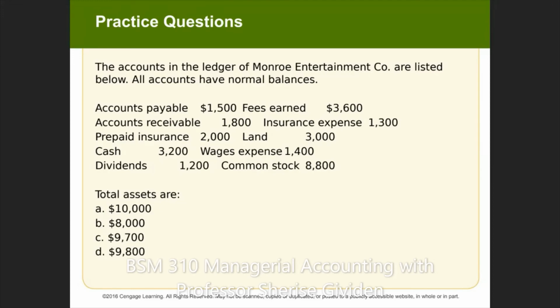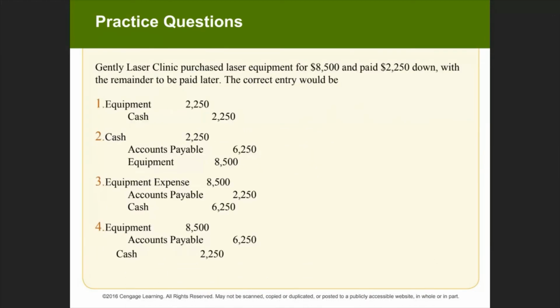Common stock is equity. That's equity. Oh, equity is good. Yeah, I'm sorry. It's an asset. Okay. So accounts receivable, prepaid insurance, cash, and land. I'll write that down. And that gives you your total assets of $10,000. Anything prepaid is an asset.